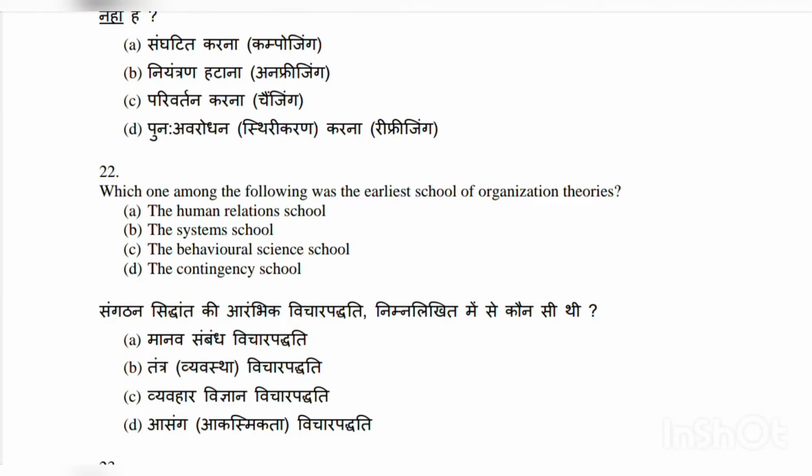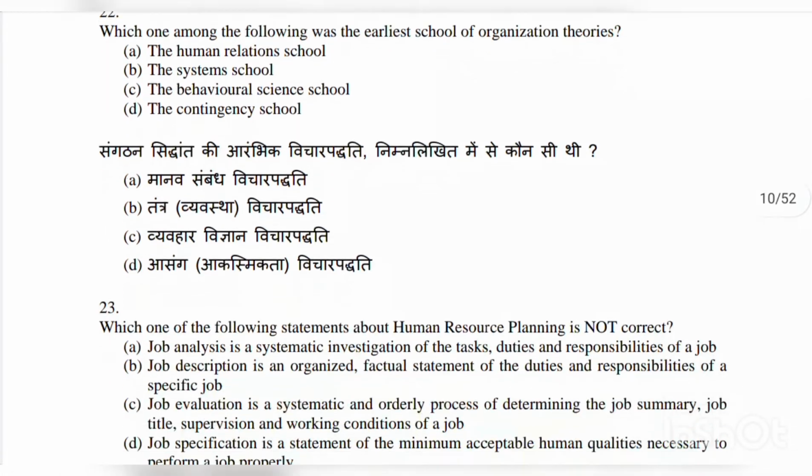Question number 22. Which one among the following was the earliest school of organization theory? The earliest school of organization theory. The answer is A, the Human Relations School.